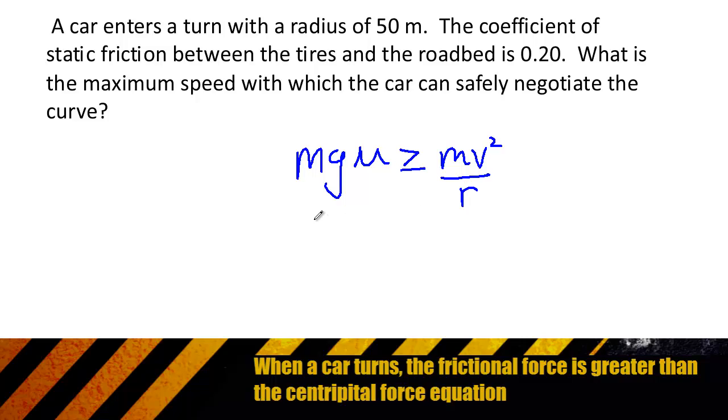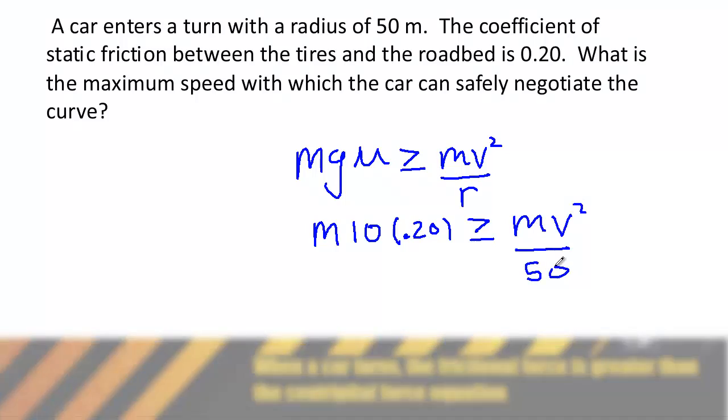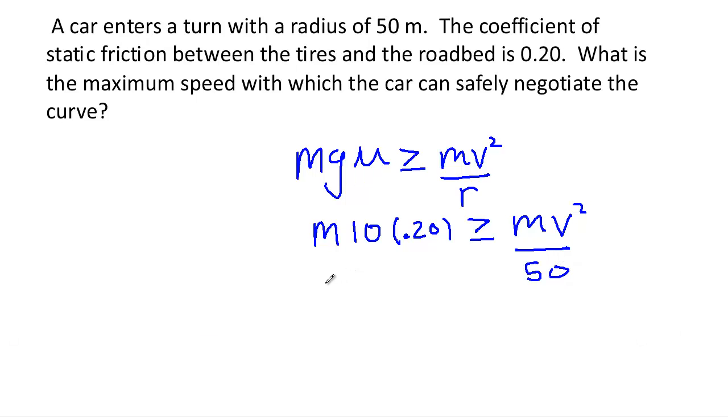In this case, we don't know the mass of the car, but we can still use the equation. So, mass times a gravity of 10 times a frictional coefficient of 0.20 must be greater than or equal to the mass of the car times the velocity squared divided by a radius of 50. Next, we simplify the equation. 2m must be greater than or equal to mv squared divided by 50.